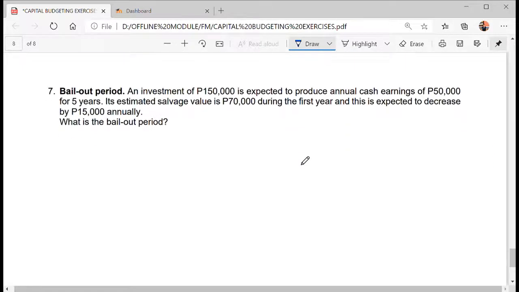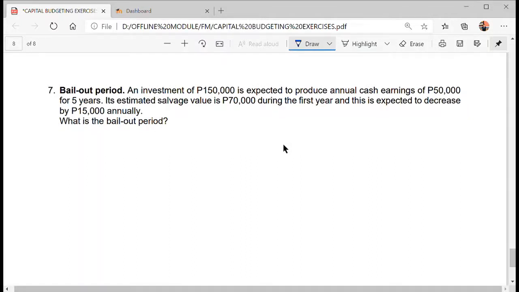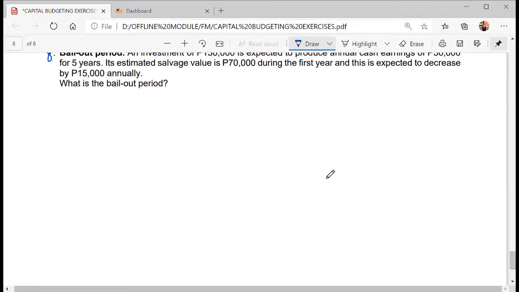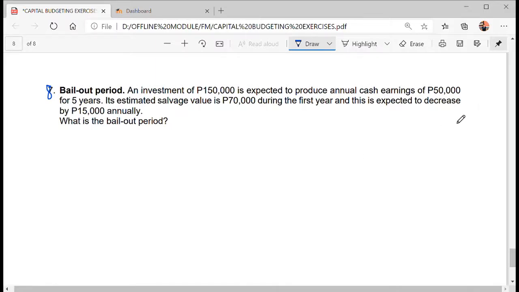Okay, next is bailout. So this is question 8. And this is the last problem. So the difference between the bailout and the payback is that sa bailout, kinahanglan tang adjust for the salvage value every year. Okay, so let's try to plot the given. So you have the cost of investment kay 150,000. Ang annual cash earnings niya kay 50,000 for every year. So even ang cash flow. However, naamo siya salvage value, so mahimo siyang uneven gihapon kay lahi-lahi man ang salvage value.